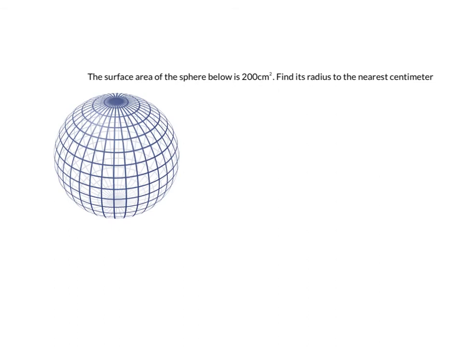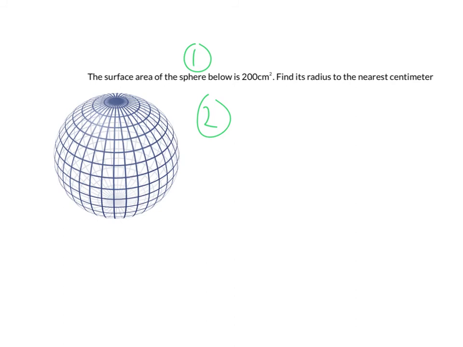This question gives us a sphere, and they say that the area of the sphere is 200 centimeters squared. They want us to find its radius to the nearest centimeter. So again, the first step here is always to identify the shape. In this case, it is a sphere. The second step is to identify what formula we might want to use. In this case, they're telling us straight away that area is 200 centimeters squared.